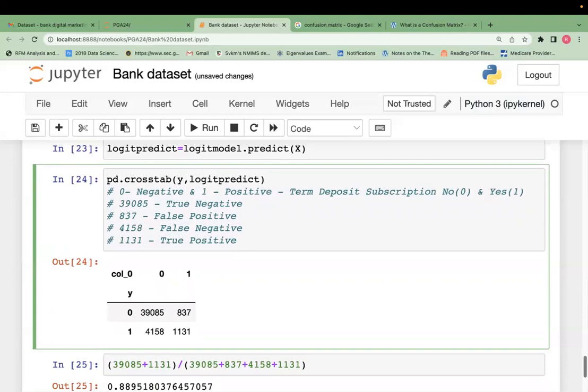So the model is predicting false negatives. Outliers are there, you will perform feature scaling.